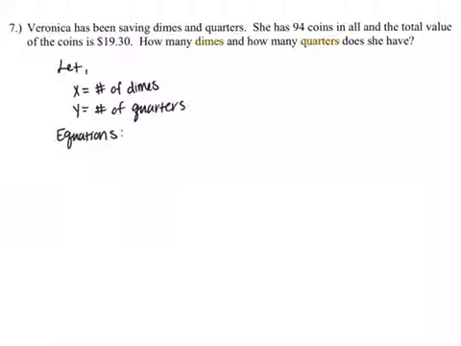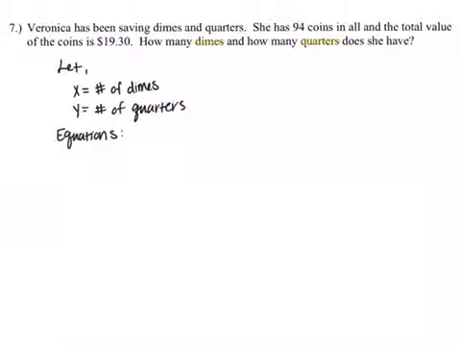There's a lot of information that we have to know from our general knowledge of how money works. But first, let's see what we do know from this story. It says that she has 94 coins in total, right? So in this case, if we add up the number of dimes and quarters together, we get 94 coins.